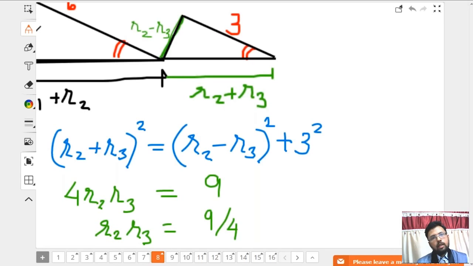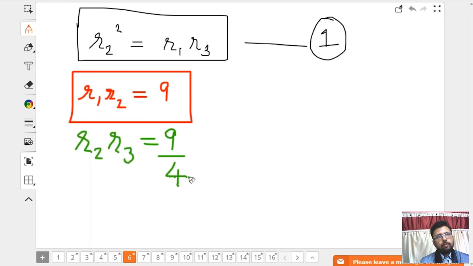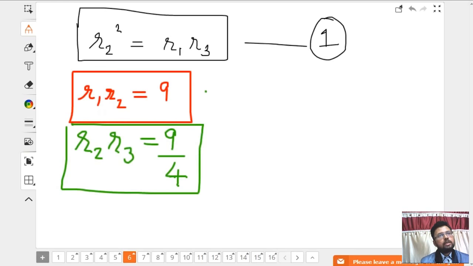That simplification, you do it. You have to again cancel it and bring all the terms to the left hand side. Okay, this clear? So this is our third relationship. Okay, R2 R3 equal to 9 by 4. This is the second relationship.